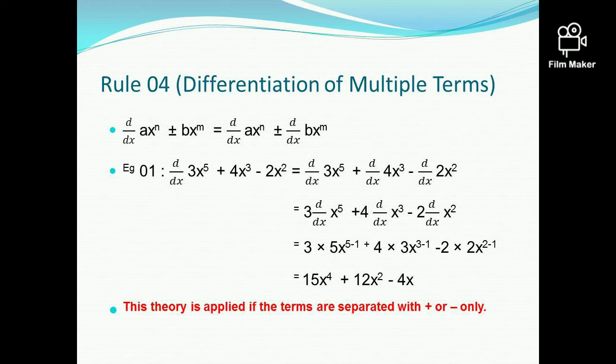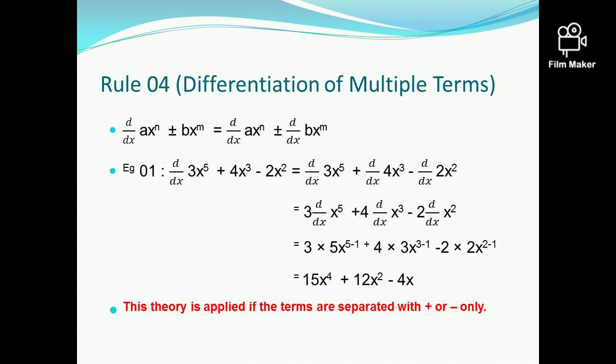3x to the power 5 and 4x to the power 3 is addition, therefore you can put an add in between that. And there is the operation 4x to the power 3 minus 2x to the power 2. It's a subtraction, therefore you can put a minus mark in between 4x to the power 3 and 2x to the power 2.